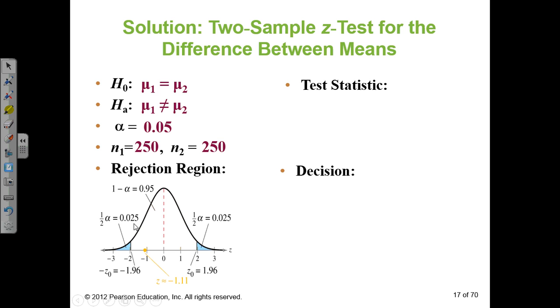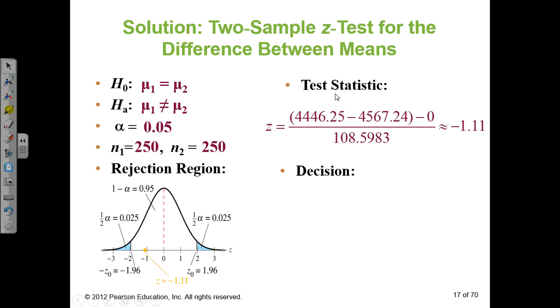Then we get to go to the standardized test statistic. We look through the body of the table for 0.025, or the closest to it, and we find the closest to it is a z-value of negative 1.96. By symmetry, the positive critical value is positive 1.96. Anything below negative 1.96 or above positive 1.96 is the rejection region.